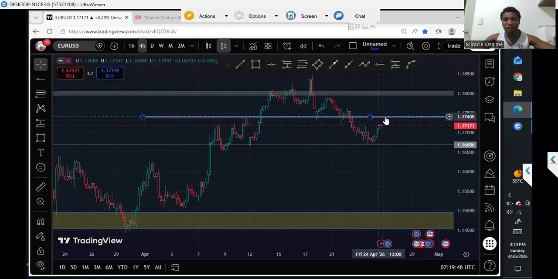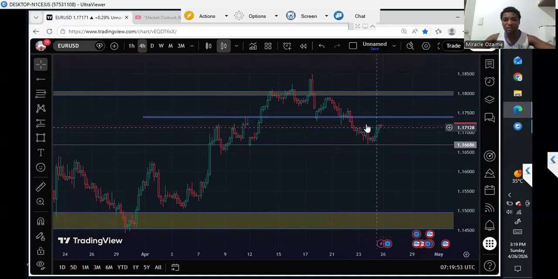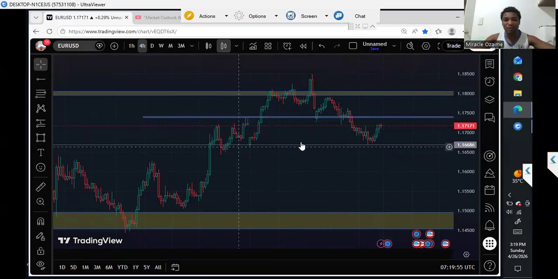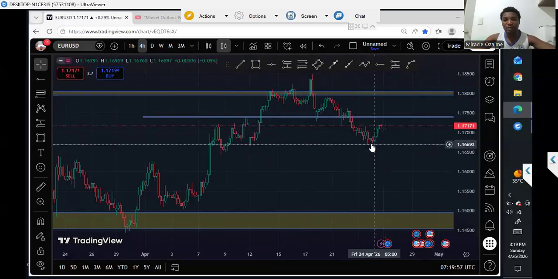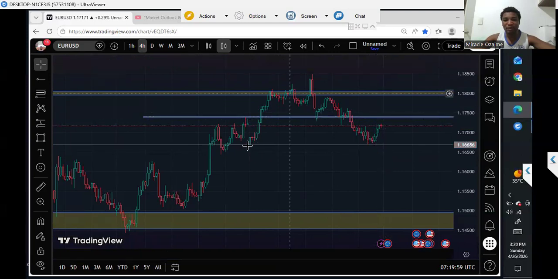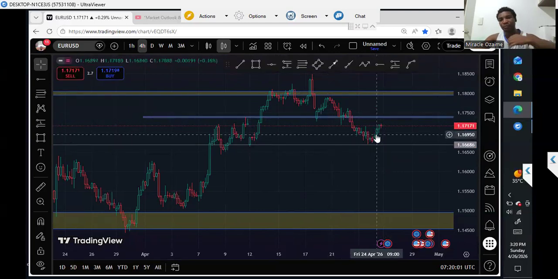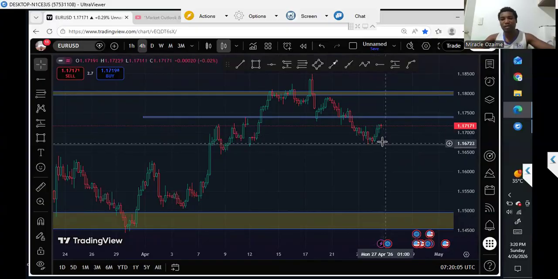However, I'm going to be careful around this region. Why am I going to be careful around this region? Because this could easily be a head, a left shoulder, and a right shoulder. Why do I say this could easily be a head, a left shoulder, and a right shoulder? Because this has not yet formed a proper base to tell me, okay, I'm going up from this area.